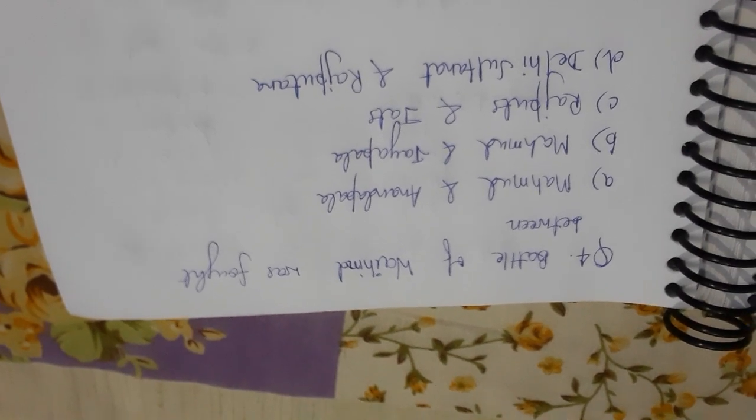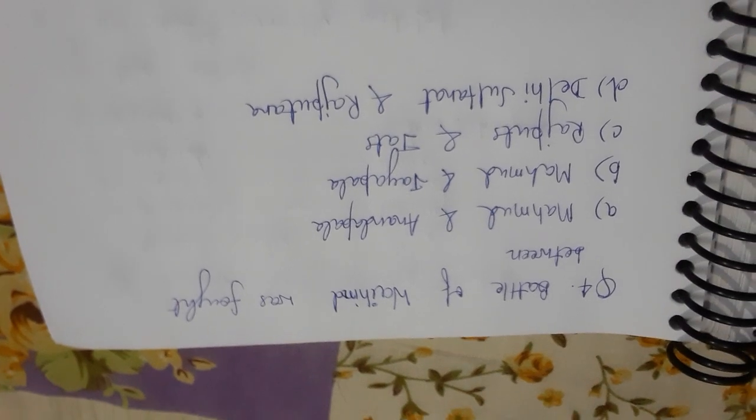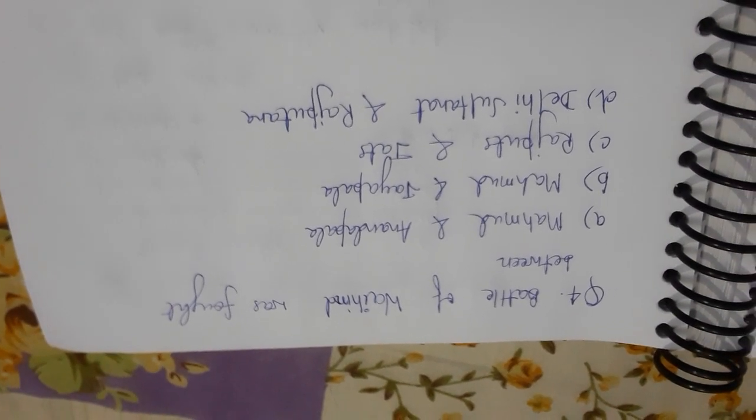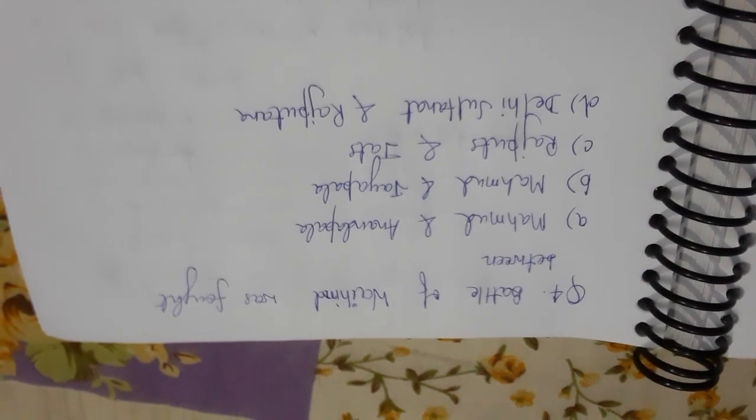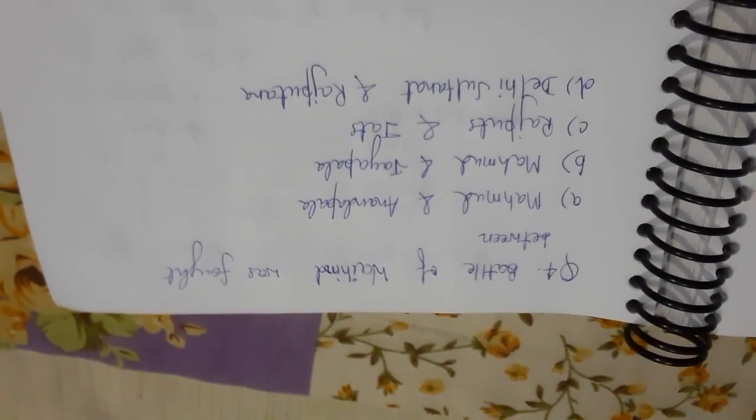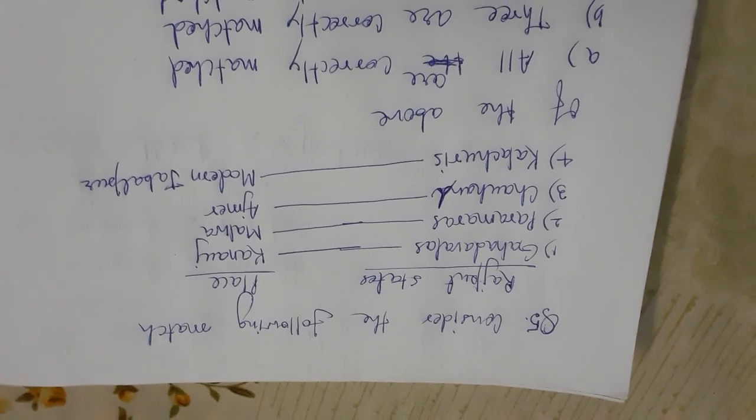Battle of Wai Hind was fought between A. Mahmud and Anandapala, B. Mahmud and Jayapala, C. Rajputs and Jats, D. Delhi Sultanate and Rajputana. Question number 5. Consider the following match: Rajput states and place.